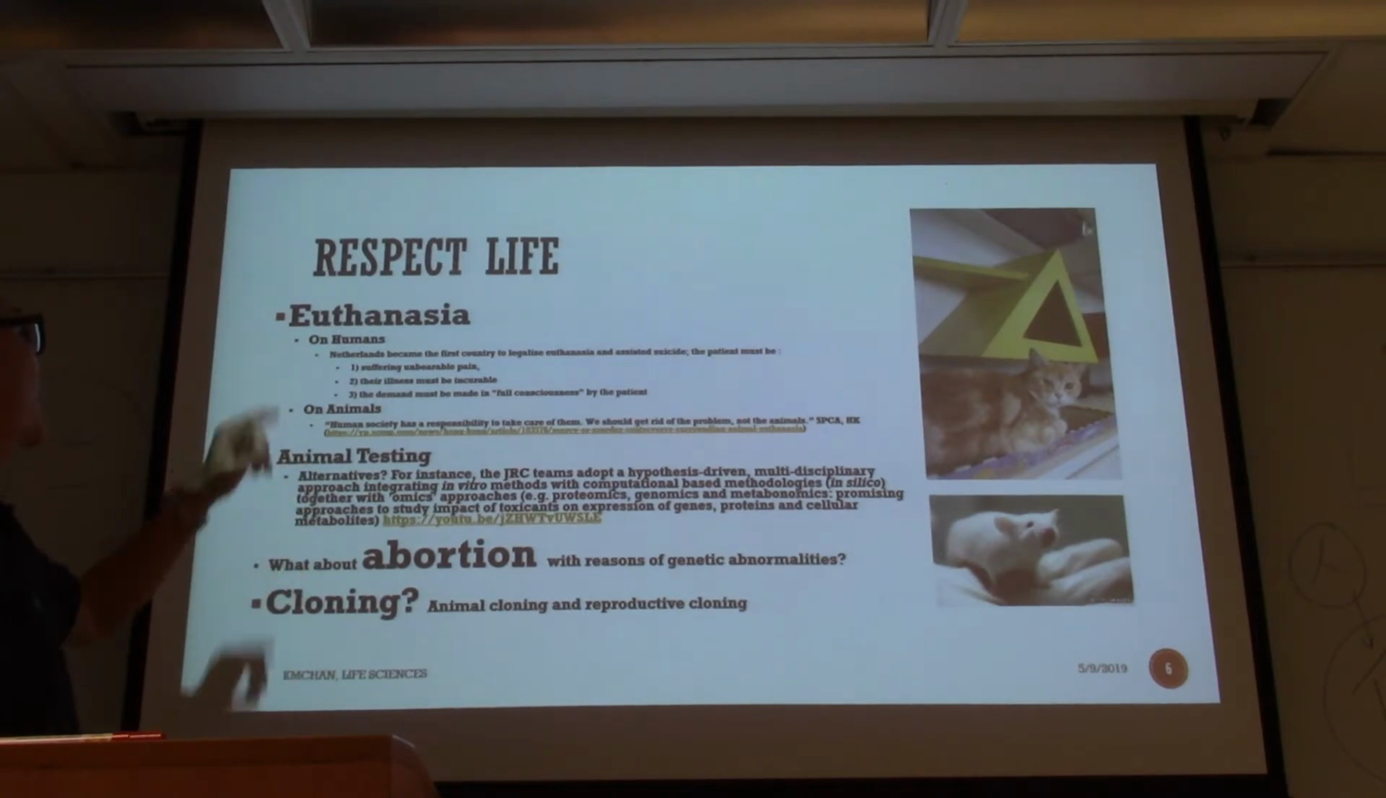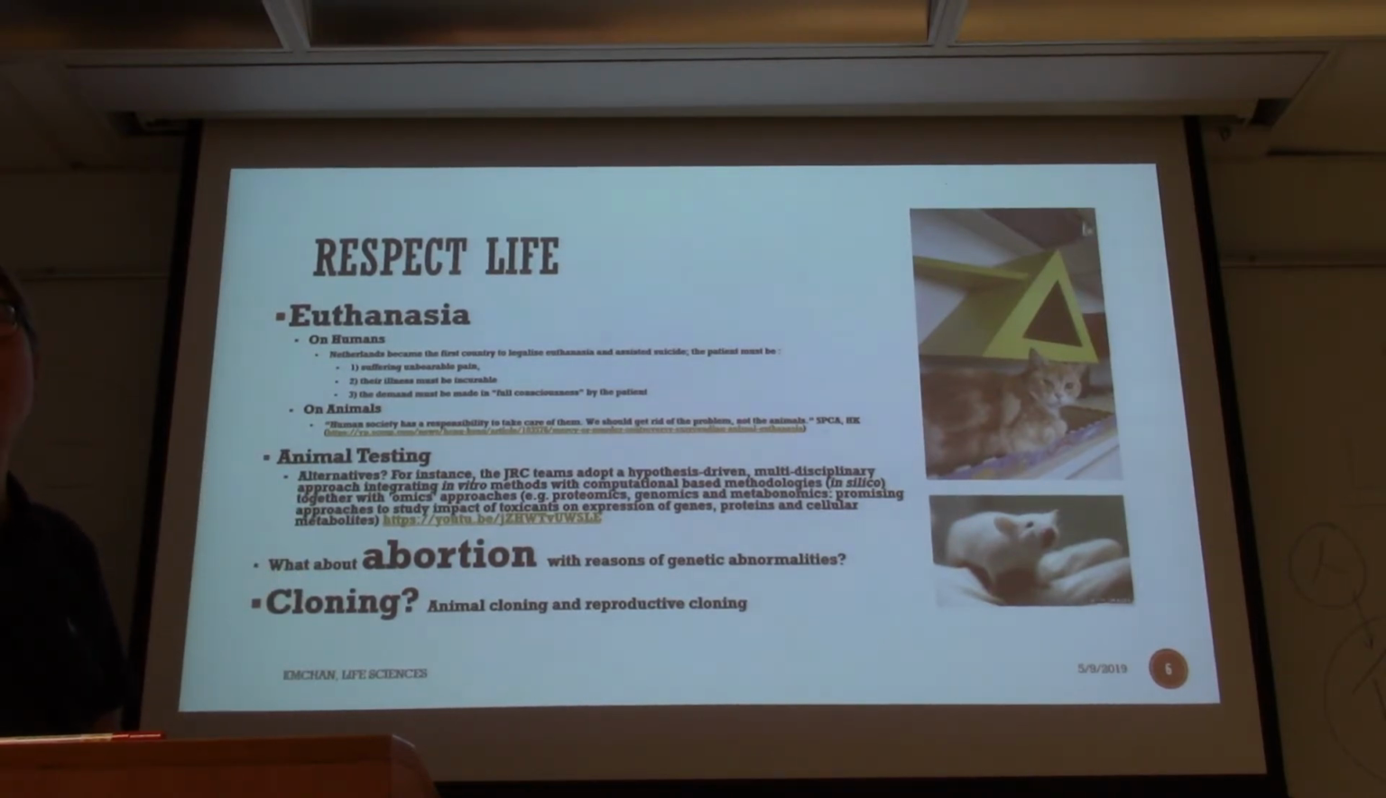There are 3 definitions, right? Illness must be incurable. Of course, you may argue, how do you define incurable? Well, incurable is that the patient is going to die within half a year. Demand must be made in full consciousness by the patient. Meaning that if the patient is already unconscious, you could not do anything.